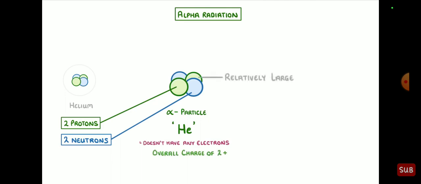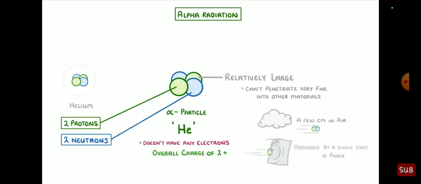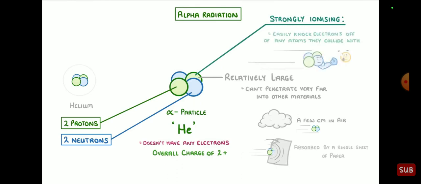Because they are relatively large, alpha particles are easily stopped by collisions with other molecules, which means that they can't penetrate very far into other materials. In fact, they can only travel a few centimeters in the air, and are absorbed by a single sheet of paper. However, their large size and their strong charge does make them very strongly ionizing, which just means they can easily knock electrons off any atoms that they collide with.